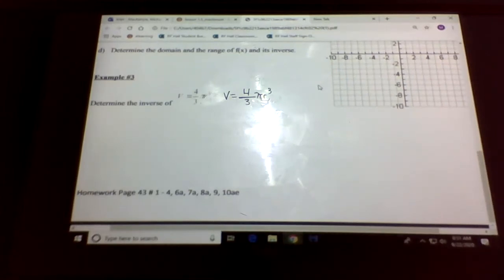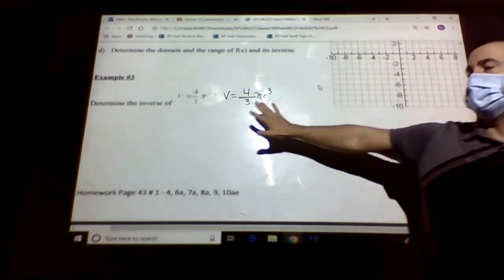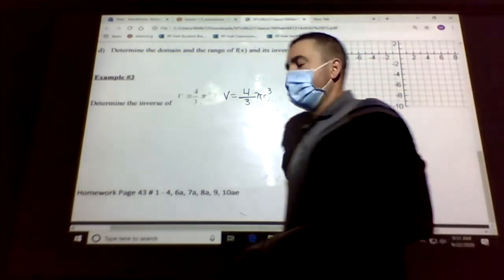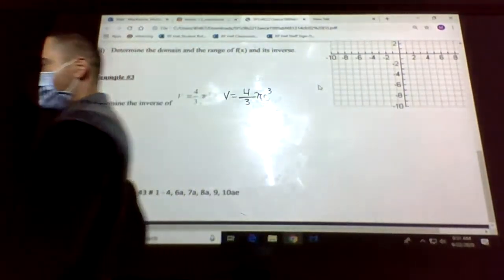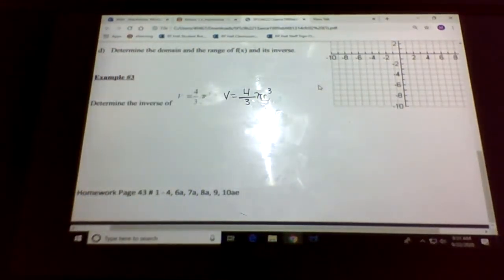So if you have a real life question or a real life equation, because this is a volume equation, you don't have to change the letters around. So you skip the first two steps. All you have to do now is just isolate for r. So there's no inverse of x, there's none of this when we're doing real life questions. Okay, so I'm going to isolate for r. What would be my first step to solve for r?